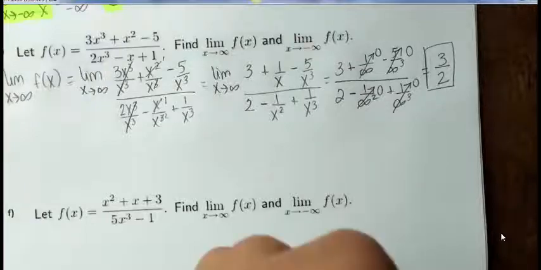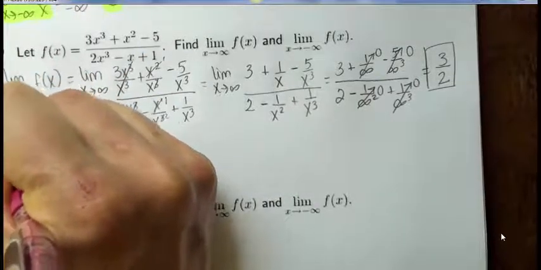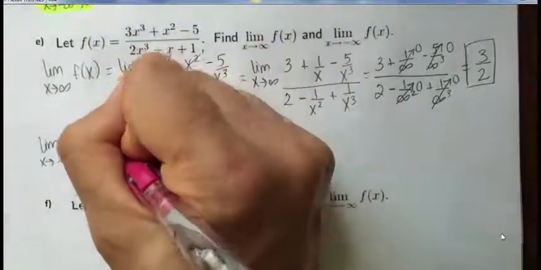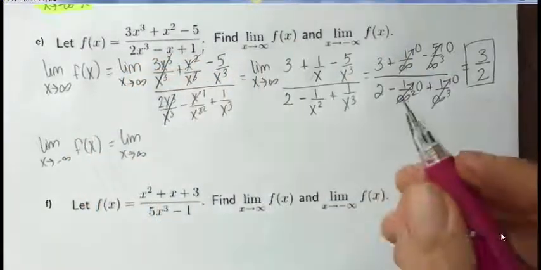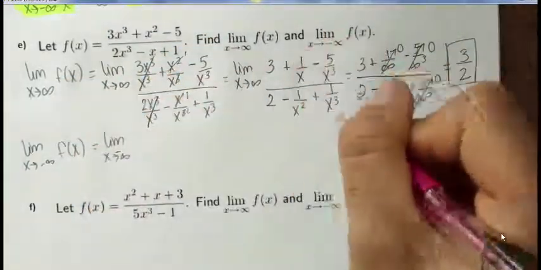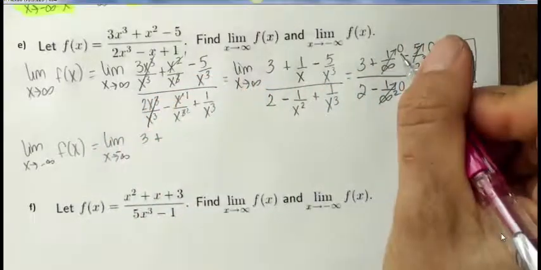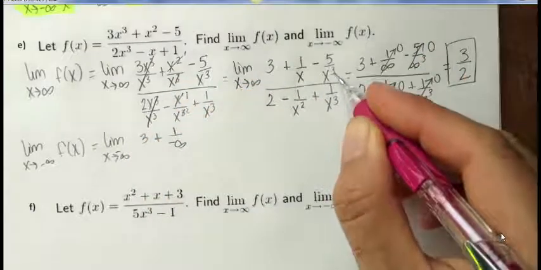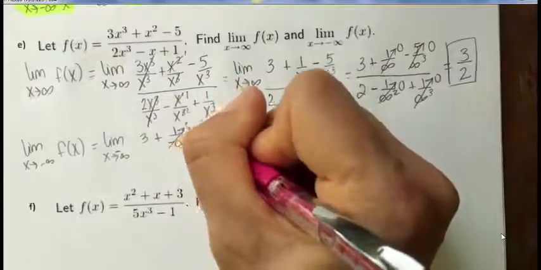Now let's do it as it goes to negative infinity. So the limit as x goes to negative infinity, what do you think is going to happen here? I'm basically going to end up with exactly this thing, right? So I'm still going to have 3 plus, now this will be 1 over negative infinity and minus 5 over negative infinity cubed. None of this really matters because this is just going to go to 0, right?